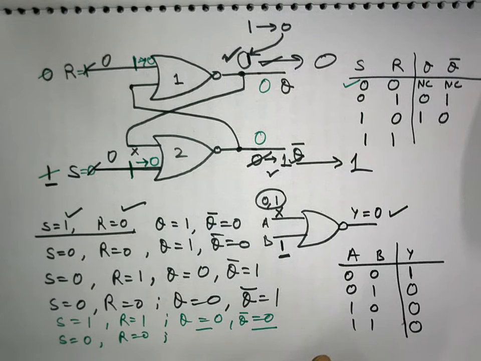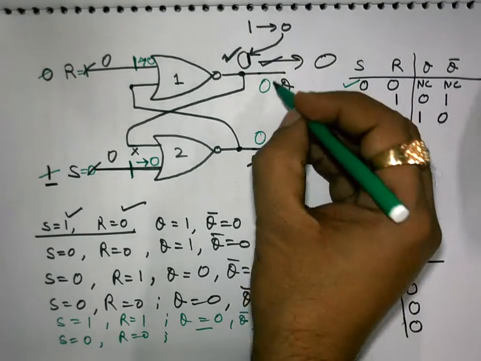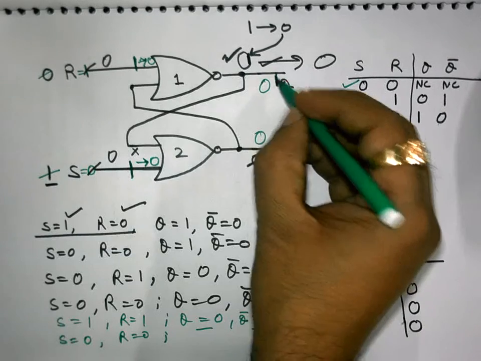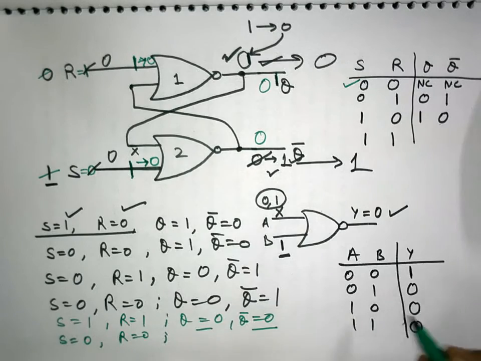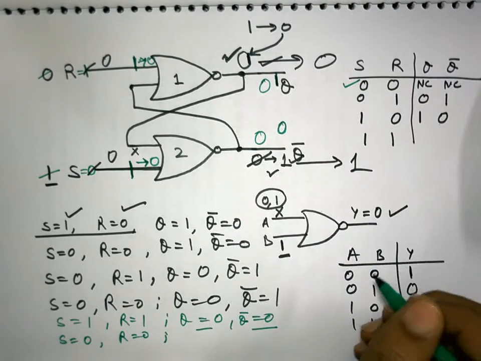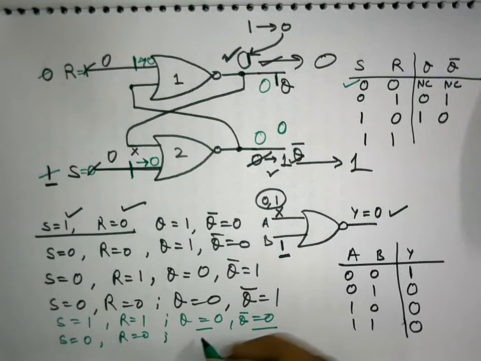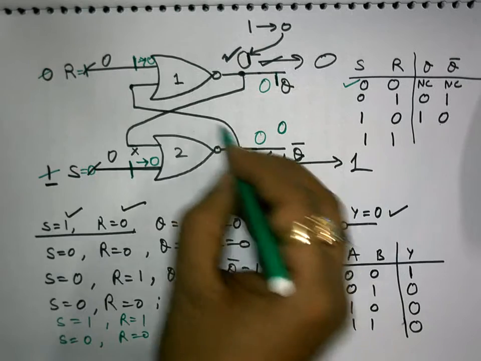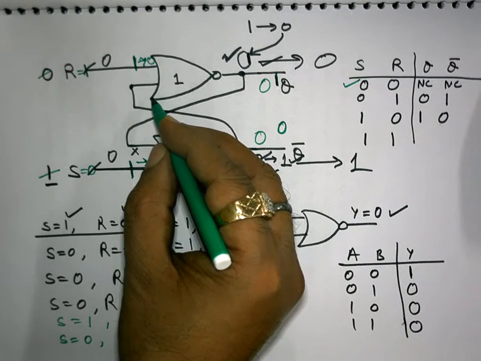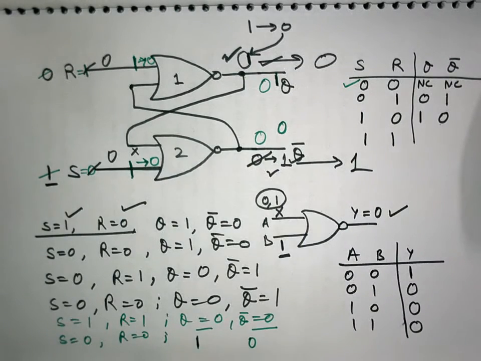After 1, 1 we are applying 0, 0. What will happen? 0 and 0 will make it 1, and 1 is further fed back over here, and this 1, 0 is making it 0. So what will come over here? At Q it is 1 and at Q bar it is 0. But if you do the analysis the other way, from this point, are you getting confused at some point or are you clear?